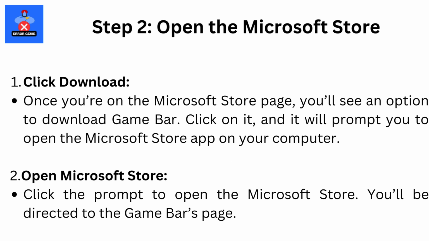Step 2. Open the Microsoft Store. Once you're on the Microsoft Store page, you'll see an option to download Game Bar. Click on it, and it will prompt you to open the Microsoft Store app on your computer. Click the prompt to open the Microsoft Store. You'll be directed to the Game Bar's page.